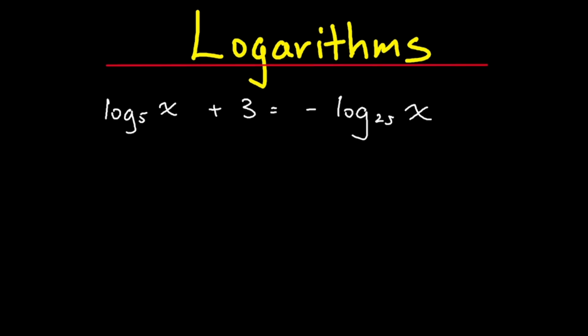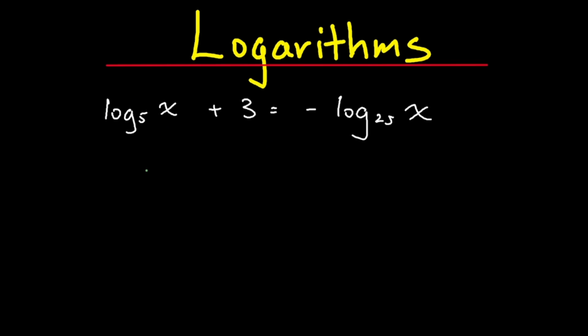Okay, so now let's look at a quick example. Let's take a look at this equation. Log 5 x plus 3 equals negative log 25 x. So first of all, we see that log 5 and log 25 have different bases, and we can't really do much with that. So first of all, let's do a base change. Now, one thing we could do is we could change them both to base 5, but in this case, I'm going to actually change them to base 25, and I'll show you why in a second.